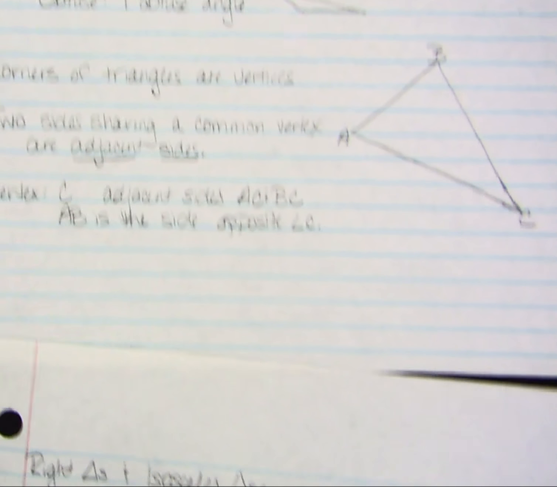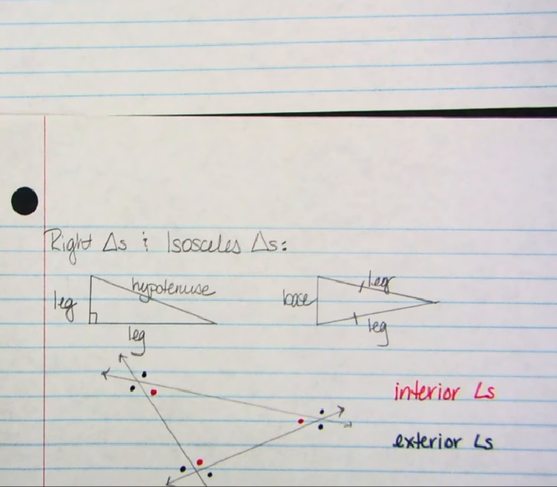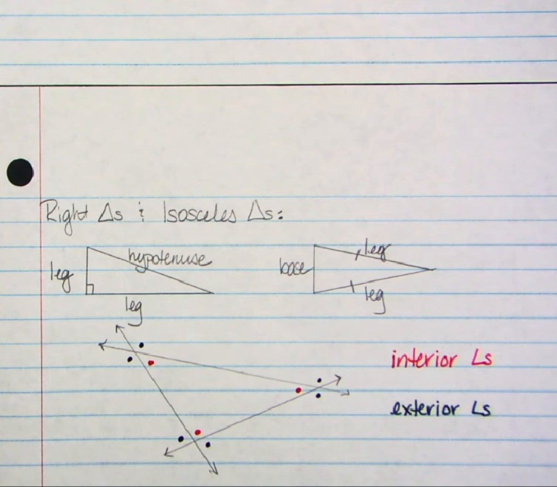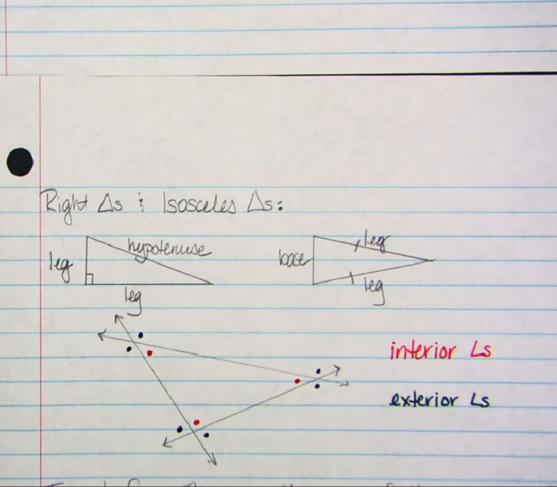All right, when we have right triangles and isosceles triangles, they have parts, and we want to make sure we label those parts. So in a right triangle, which is this one here on the left, the two sides that make the right angle are called the legs. The third side opposite of the right angle is the hypotenuse. Again, that's a review, I'm sure.